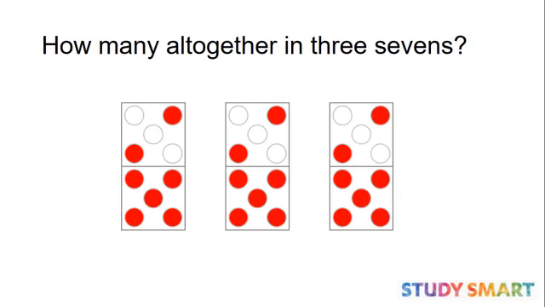So how many altogether in 3 7s? Look at the chosen arrangement. Encourage the learner to move the counters to show how many counters there are in total. Pose the question, how many ways can we prove that 3 7s is 21? For each method, encourage the learner to explain their method in words as well as showing their explanation practically using the tens frame and the counters.